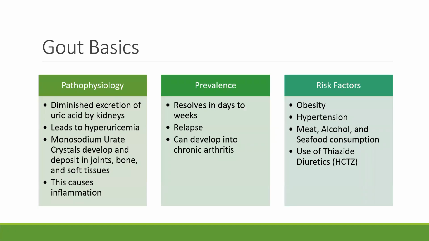Gout is a disease that occurs from diminished excretion of uric acid by the kidneys. This leads to hyperuricemia, and that causes monosodium urate crystals to develop and deposit in the joints, bones, and soft tissues. This crystal development causes inflammation and pain in that area. It typically resolves in a couple of days to weeks.